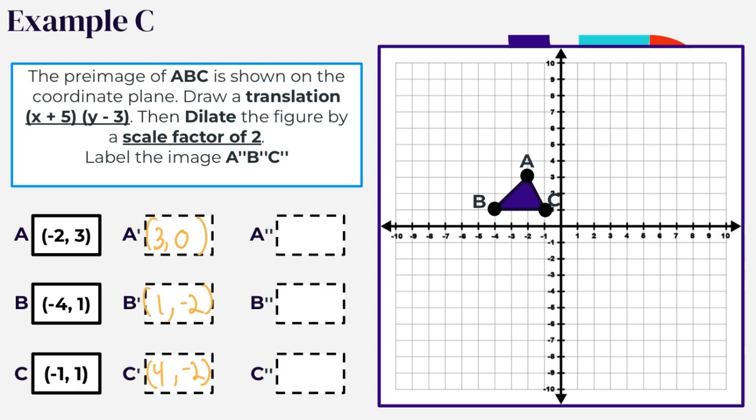Now I need to do my dilation. So my dilation by a scale factor of 2 means I'm going to just take all the numbers that I've been given in A prime, B prime, C prime and multiply them by 2.